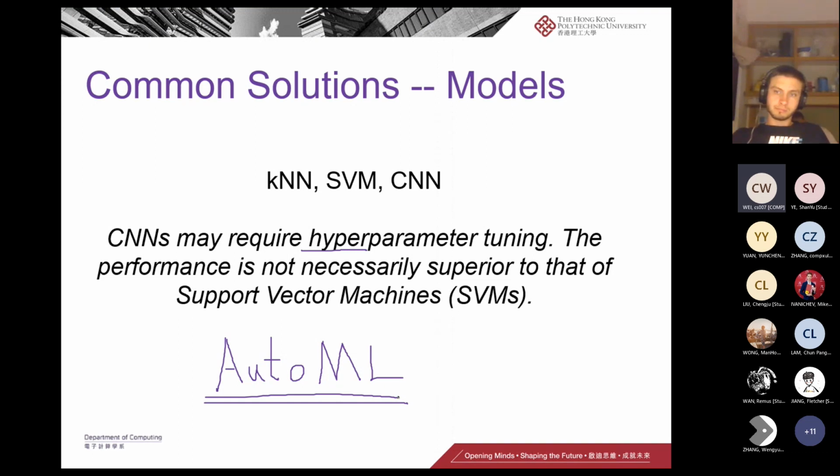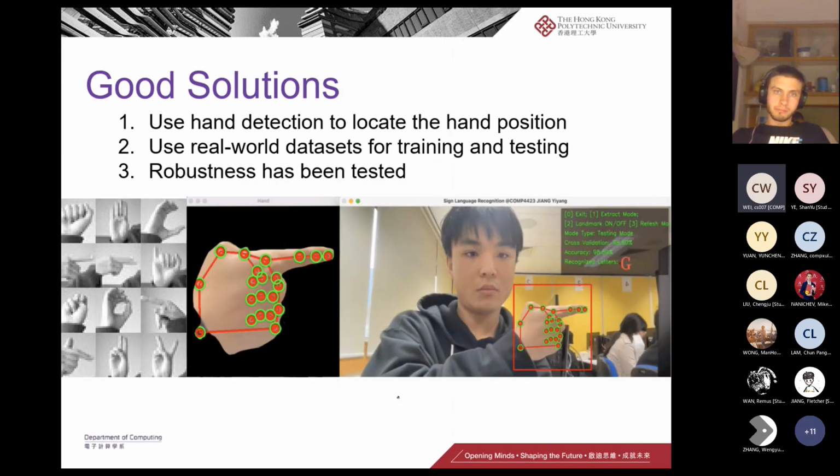Okay, there's another common solution aspect about models. And another thing I would like to do is take out some of the good examples. There is a good solution. There's not only one, there are several. And just due to space limitation, I can only take one as an example.